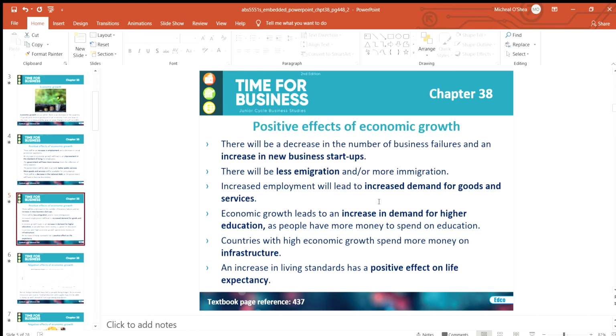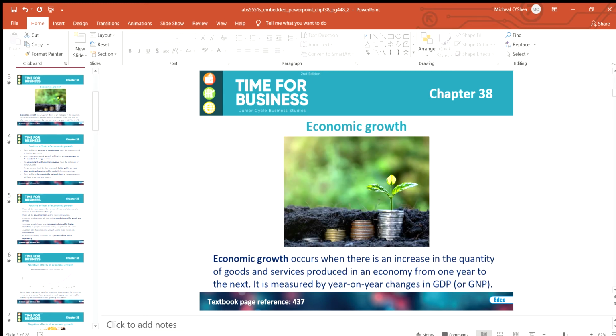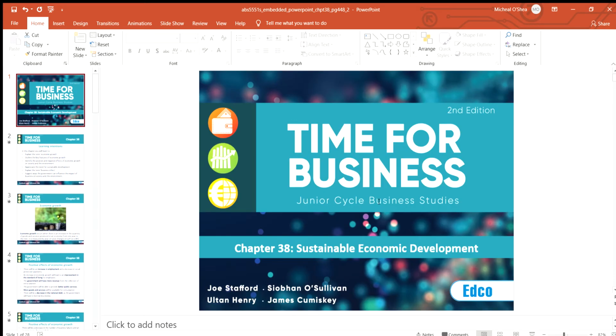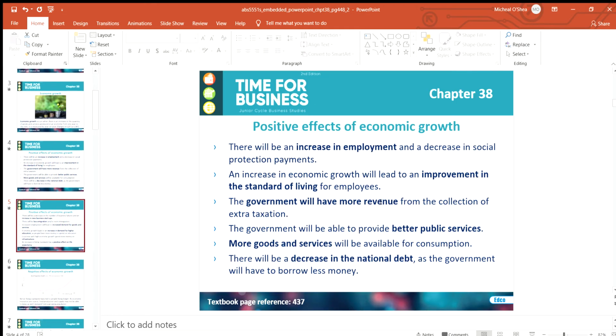The next element of this chapter is looking at sustainable development, and most of this comes from looking at the negative side. So there's quite a few things here.